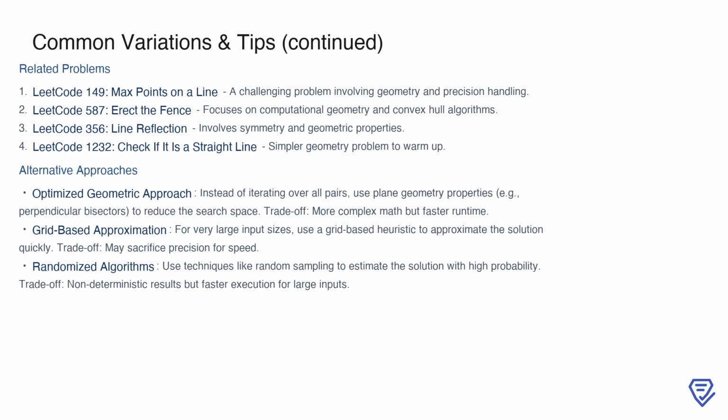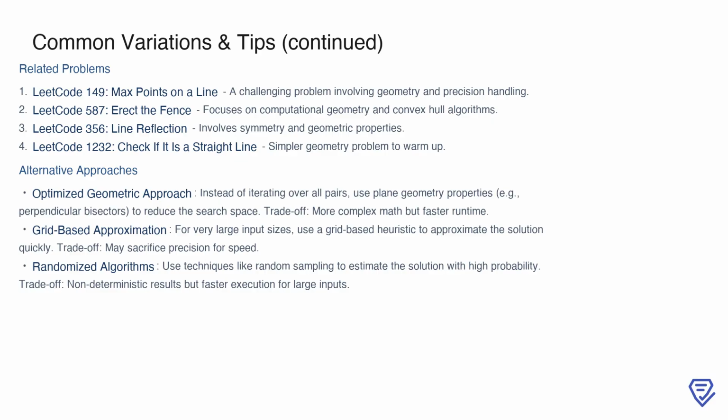If you're looking to deepen your understanding, there are several related problems worth exploring. LeetCode 149, max points on a line, is another challenging problem that involves geometry and precision handling. LeetCode 587, erect the fence, focuses on computational geometry and convex hull algorithms. For a problem emphasizing symmetry, check out LeetCode 356, line reflection. And if you're just getting started with geometry problems, LeetCode 1232, check if it is a straight line, is a simpler one to practice on.